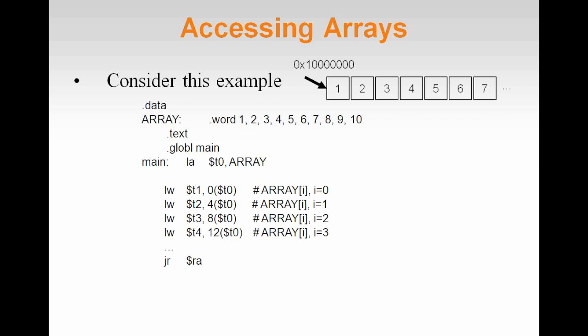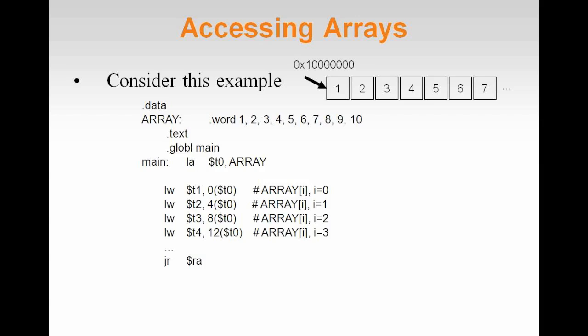The contents of the array can be accessed by first loading the base address of the array, which in this case happens to be this hexadecimal number. And this address is actually used in the load address instruction at that point. That's actually the first instruction in the main.